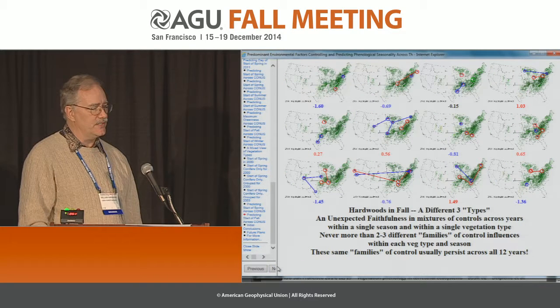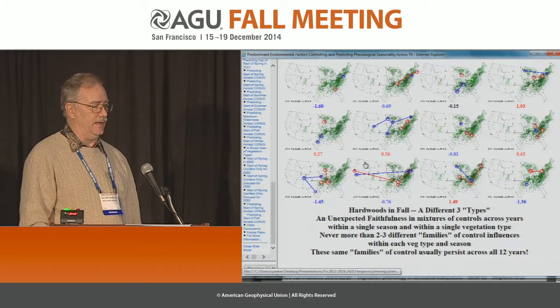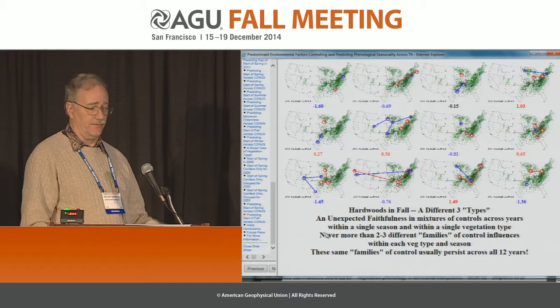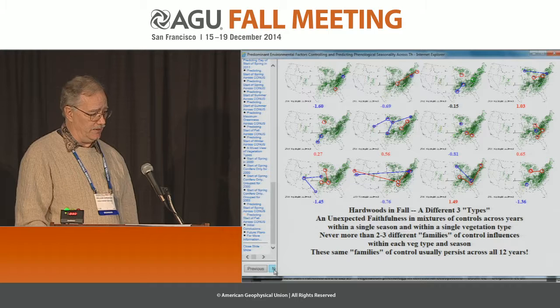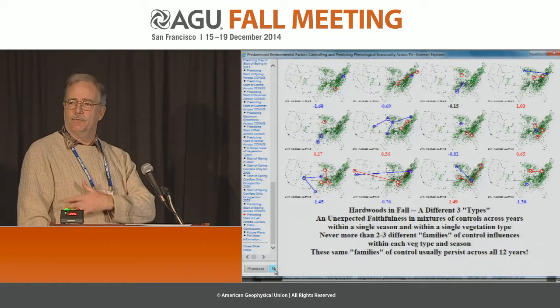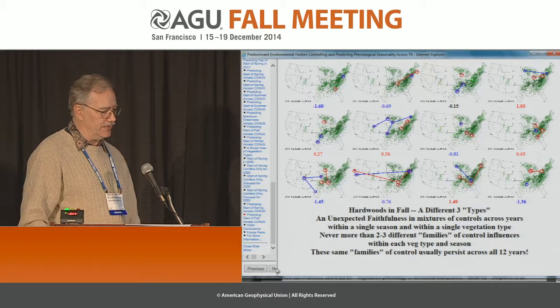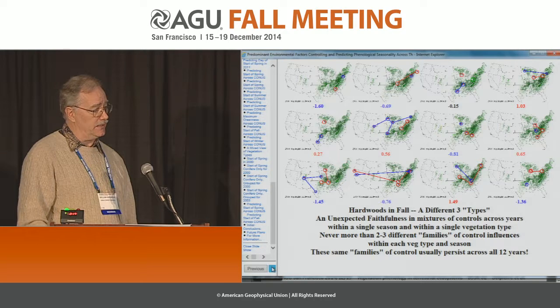And even if we switch to a different vegetation type, move from conifers to hardwoods, and move from spring to fall, we get a different 3 types, and in fact it's really 2. I think there's only 1 example of this 3rd type here. And so then they're not the same as the types for conifers in the spring. So I'm very interested that there never seems to be more than 2 or 3 of these different families of proportions of control influence within each veg type and within each seasonal type. So quite an unexpected result.